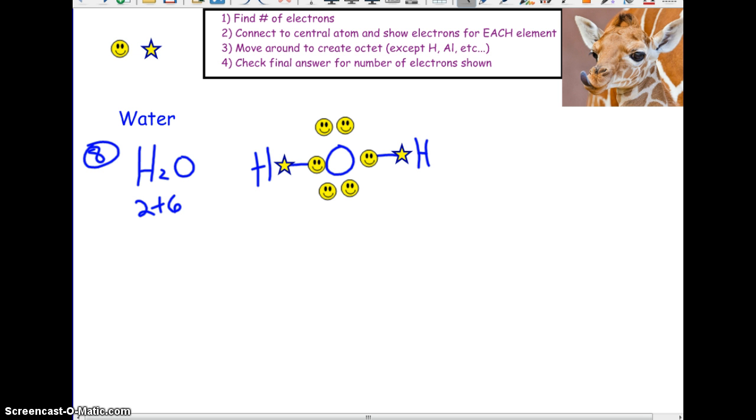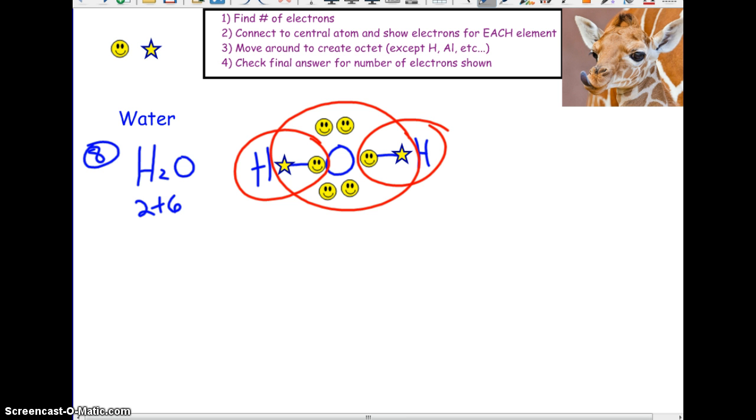Now take a look at it. You've shown all the dots on the page. If I make circles around this O, you see a total of 8 electrons, which is an octet. Around this H, there's 1 bond. Around that H, there's 1 bond. So I've shown everything I need. Oxygen has an octet. The hydrogen is happy because it has 1 bond.